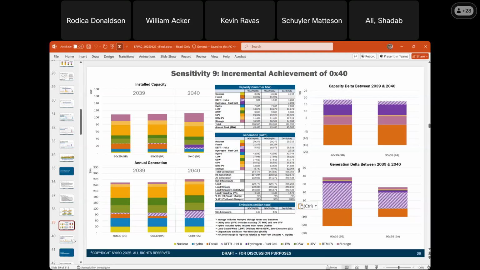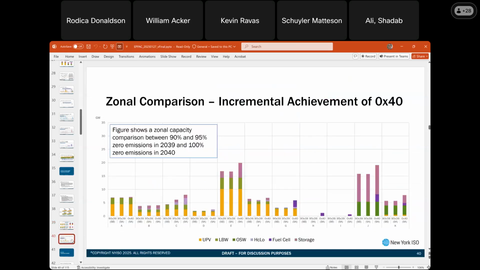And then finally, I'll finish up my slide here for this section, and then we can address any questions. But also just looking at that increment of build on a zonal basis. Usually when I show a chart like this, it has everything on the same year. But just note that, again, this is 2039 for the 90% and 95% case, and then 2040 for the 0 by 40 numbers reported here.